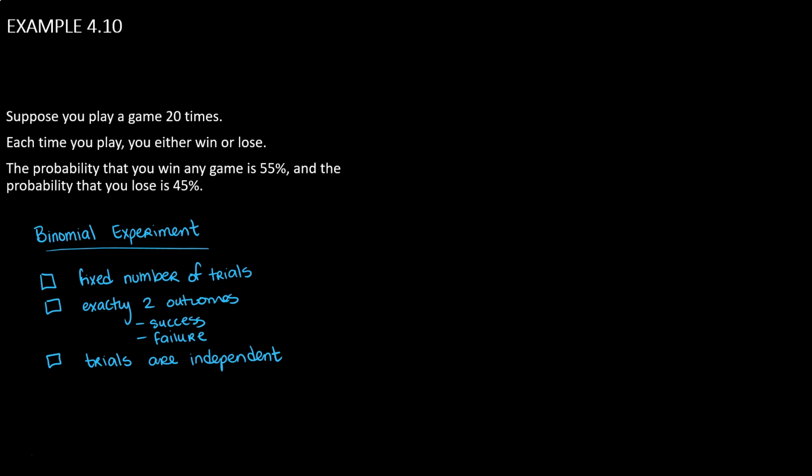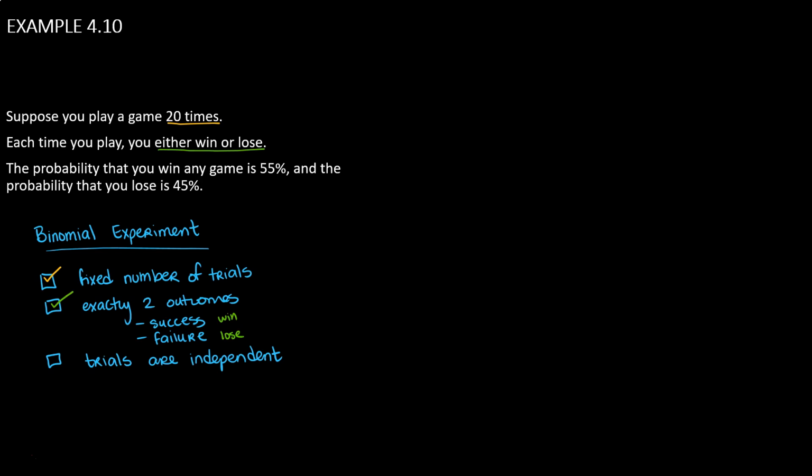There are three things that must be true in order for this to be a binomial experiment. One, we need to make sure that there's a fixed number of trials. In this case, we're playing the game 20 times, so we have 20 trials. We need to also check that there are exactly two outcomes, no more, no less. We usually call these outcomes success and failure. In this case, we're calling them winning and losing. We have exactly two outcomes.